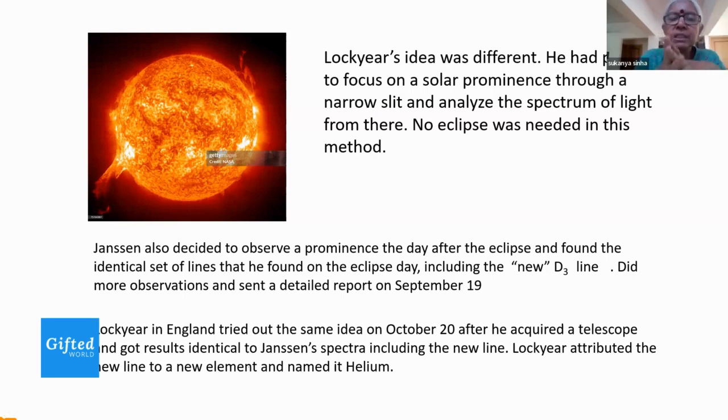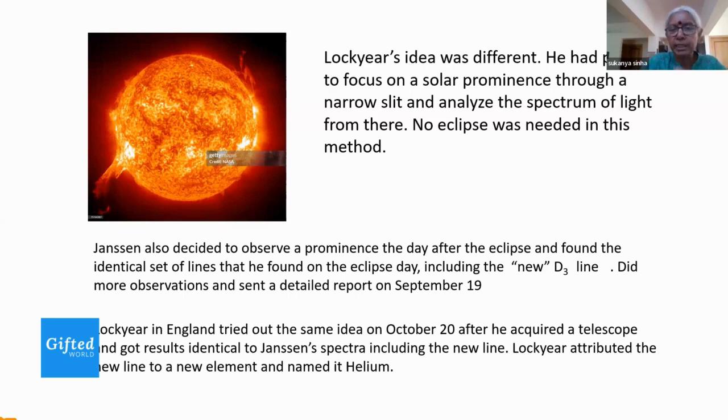Now they were convinced that this is not sodium, this is a new line. And what could it be? It must be due to a new element. And since it's coming from the sun, and the Greek name for sun is Helios, Lockyer attributed that line to a new element and named it helium. So he got his telescope only on October 20, tried this out, got the same results, and mailed his results to the French Academy.